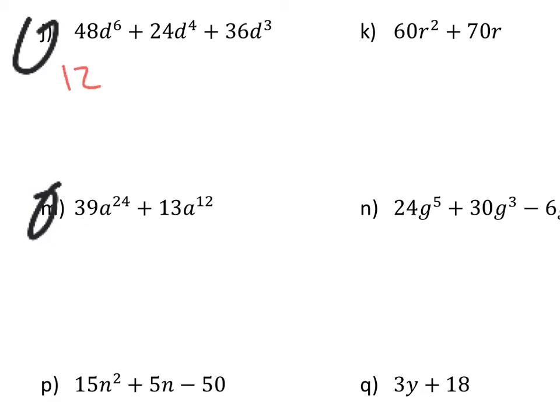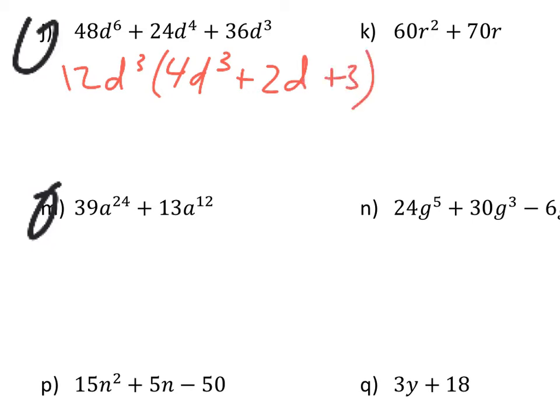I see d to the 6th, d to the 4th, d to the 3rd. I need the smallest, so d to the 3rd will be it. Now I'm dividing each of my 3 terms by the number I'm pulling out. So when I'm done, I should have a factor out front and in parentheses 3 more terms, or a trinomial. So 48 divided by 12 is 4. D to the 6th divided by d to the 3rd is d to the 3rd. 24 divided by 12 is 2. D to the 1st. 36d cubed divided by 12d cubed is plus 3.